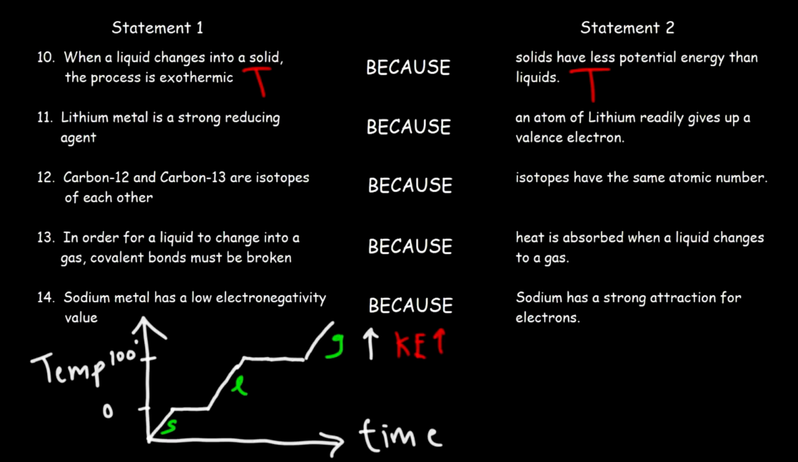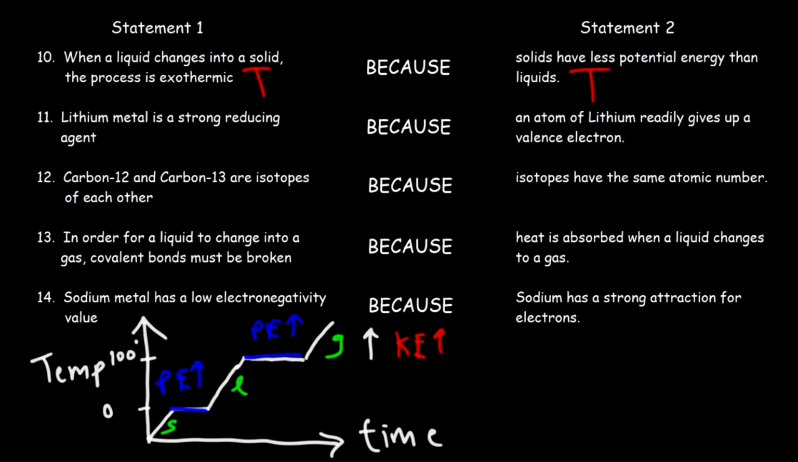But what about when the temperature is not increasing? Let's say when a solid changes to a liquid, or when a liquid changes to a gas. Because during that part of the heating curve, the kinetic energy is not increasing. So what's increasing? It turns out that the potential energy is increasing during the phase change.